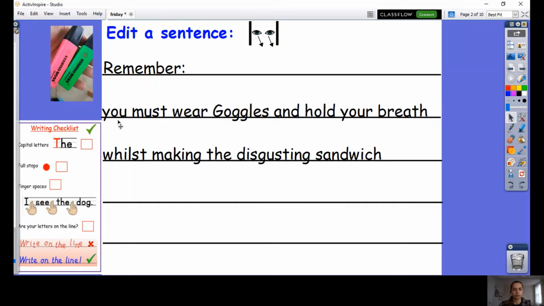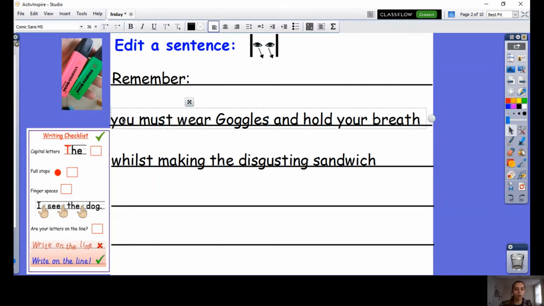You must. Should you have a capital letter? It should. What letter needs to be capital? The Y, the O, or the U? Well done. Our Y needs to be a capital Y, so we're going to change that. Notice how your capital letters are always taller than the rest.